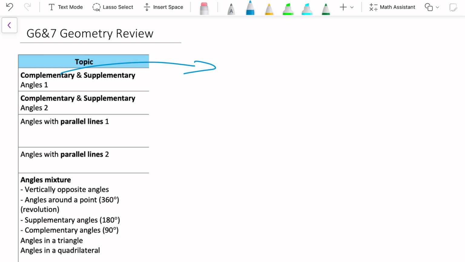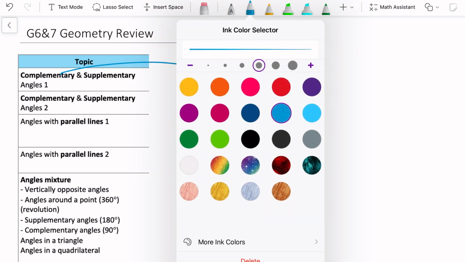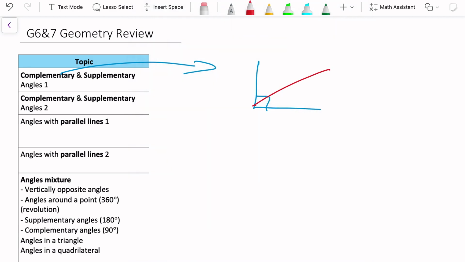Remembering complementary means the two angles add up to 90 degrees. So we might have had one is 60 degrees, and then what is the other? So of course that's 90 minus 60, which is 30.